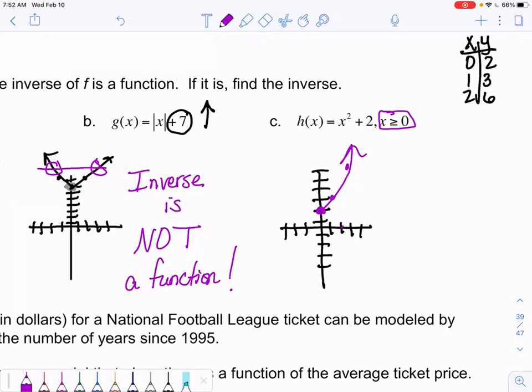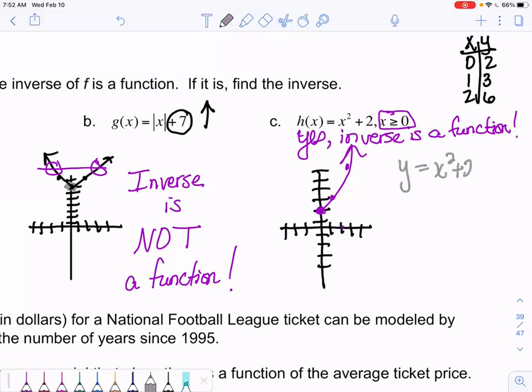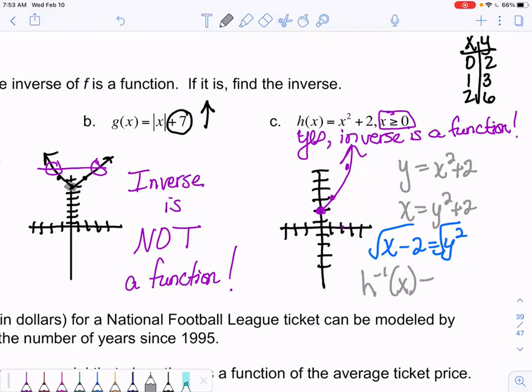This passes the horizontal line test. So the inverse is a function. And then to find it, I switch x and y, and then I solve for y. So I get x minus 2 is y squared. This function is an h, so make sure you're using the function h and its notation. So the square root of x minus 2.